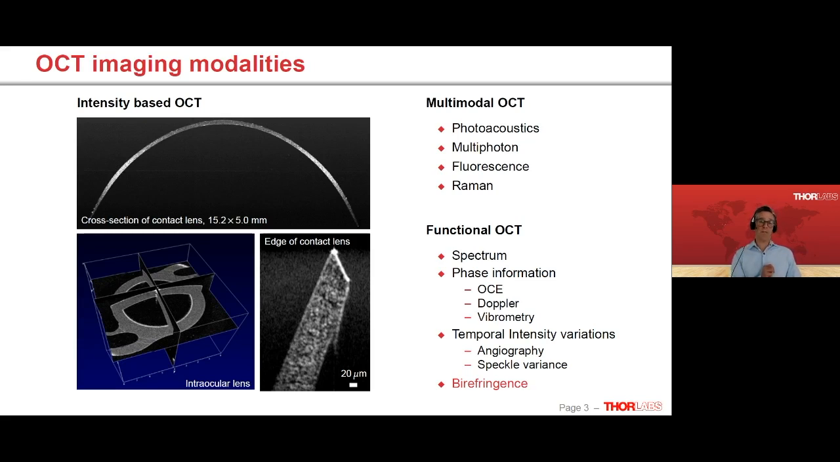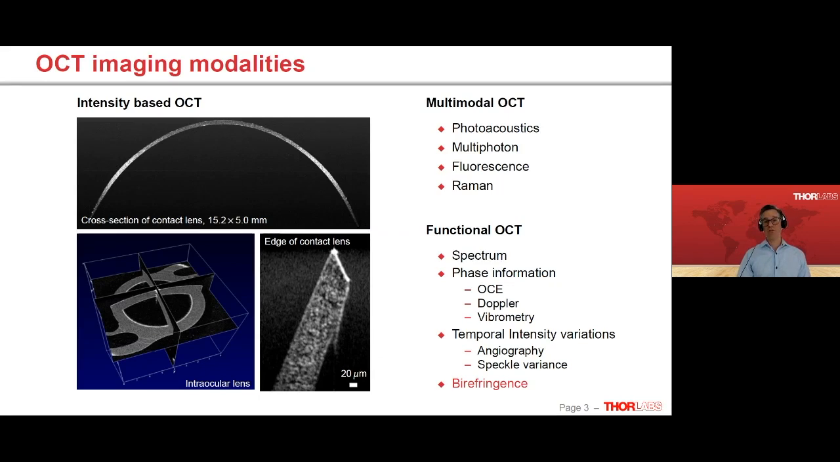What happens, however, if the sample is birefringent? So, for example, if there are anisotropies within the material due to inherent sample characteristics like in fibrous tissue or induced by stress or strain. By analyzing the changes in the polarization state of the returned light, we can learn more about the birefringence characteristics and thereby detect and image features that are really invisible to standard intensity-based OCT.